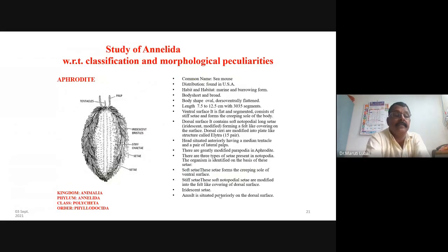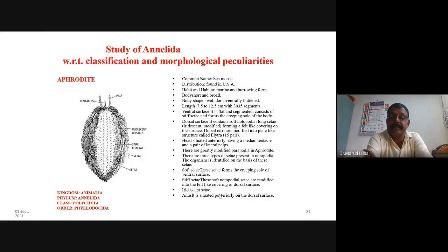First animal is Aphrodite. It is also called sea mouse. It is mostly found in the USA. It is a marine and burrowing form. Body of Aphrodite is very short and broad. The body of Aphrodite is oval in shape, dorsoventrally flattened. Length of Aphrodite is 7.5 to 12.5 centimeters, and width is 30 to 35 segments.